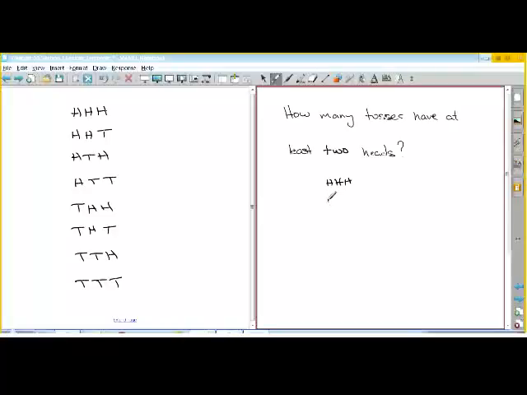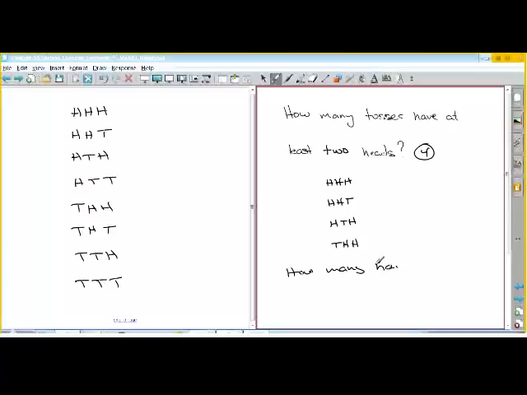I'm just going to write them down just to show you what they are. So this one has at least 2 heads. This one has exactly 2 heads. This one has exactly 2 heads, and this one has exactly 2 heads. So the answer here is 4.